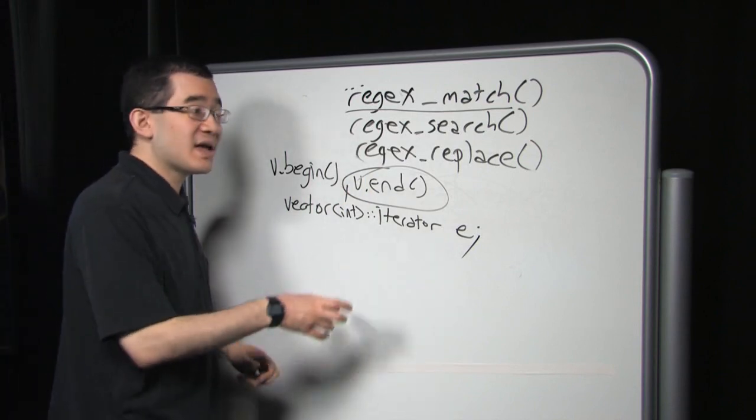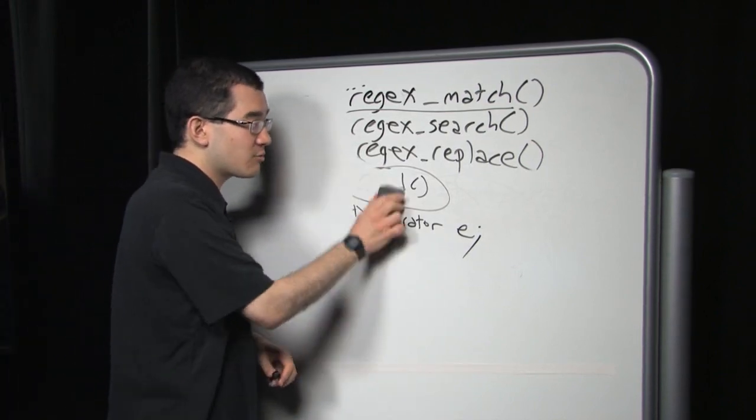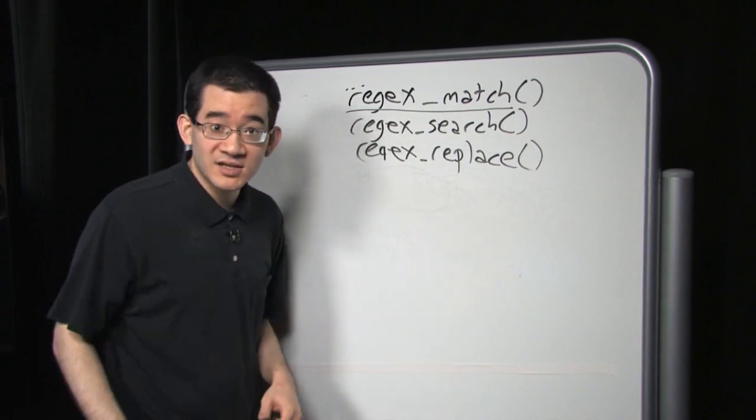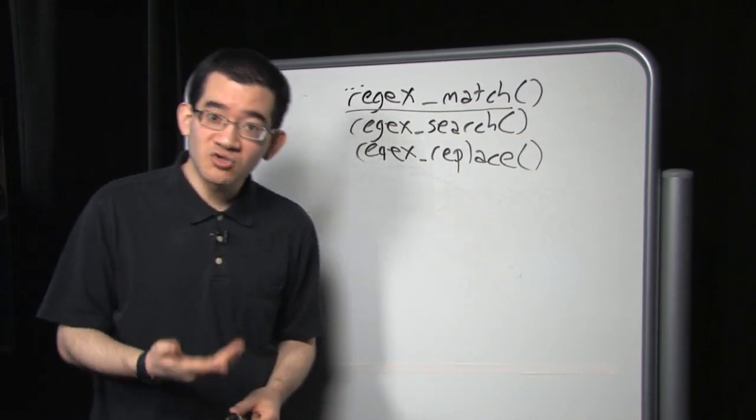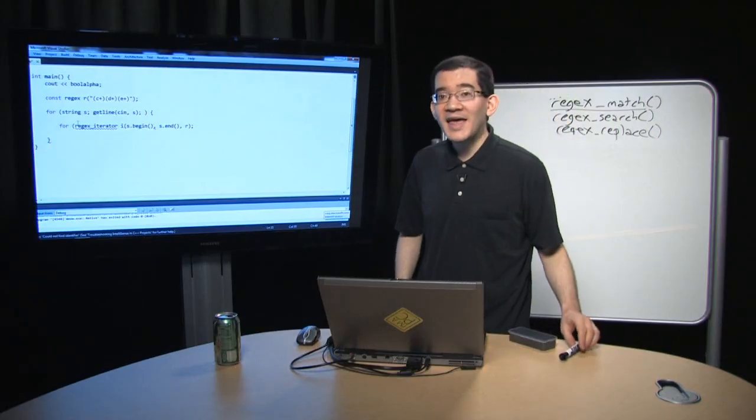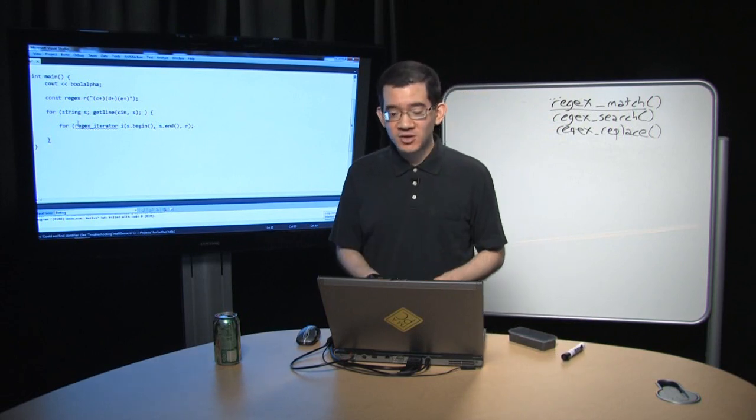However, some iterators have special guarantees. iStream iterator behaves like this, and so does regex iterator. So if I default construct a regular expression iterator, that is the end of stream iterator.